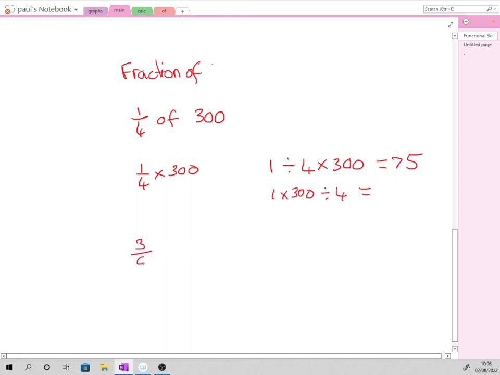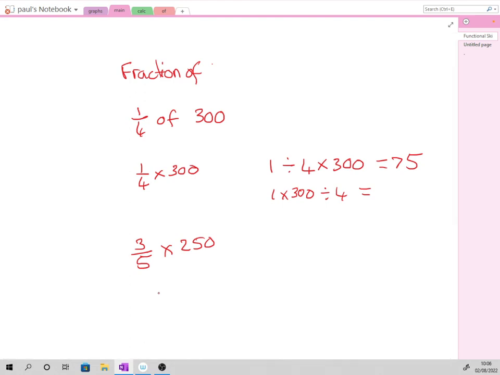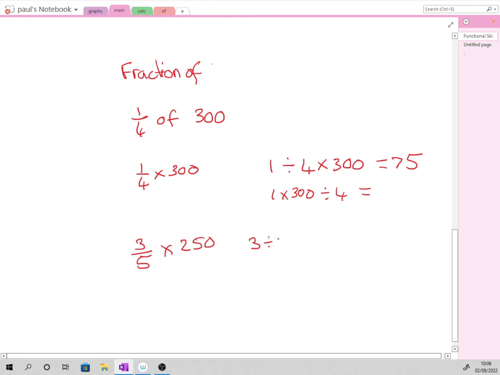So 3/5 of 250. Okay? So you just go 3 divided by 5 times 250 equals 150. And that's all there is to it. It doesn't matter what the fraction is, what the number is, do the same routine and you'll be fine. And we'll use this exact same method when we're doing percentages later on. So let's have a look at some examples.